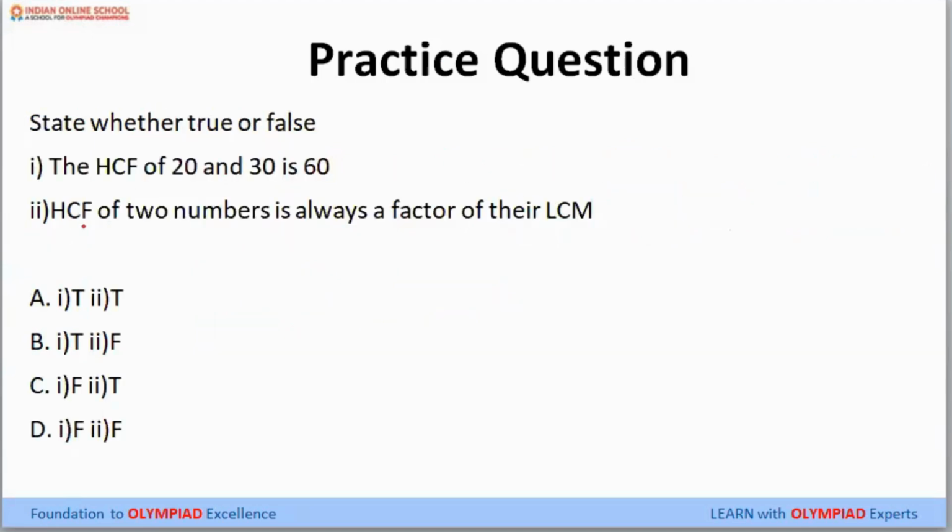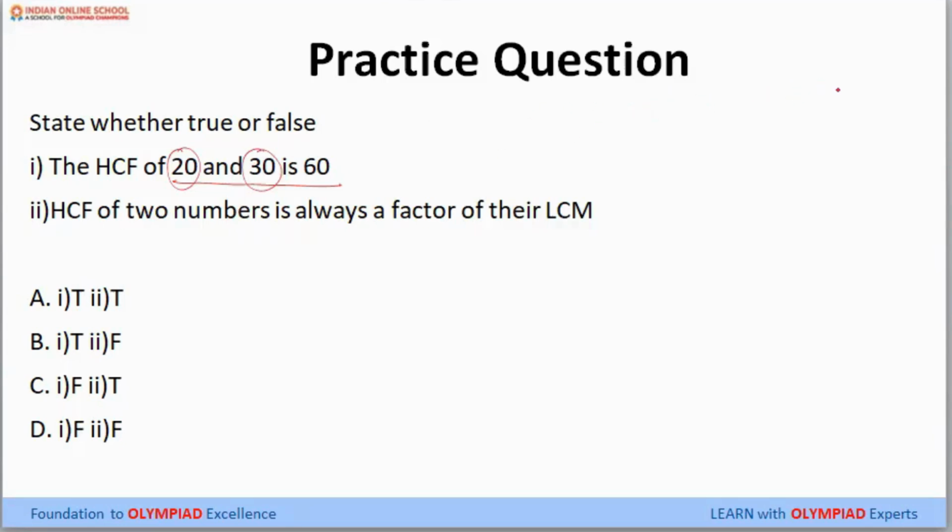Okay. Now the next. We need to say whether the statements are true or false. The first one is: the HCF of 20 and 30 is 60. Just quickly tell me, true? No. HCF can never be bigger than the given number. So HCF of 20 and 30 is not 60. LCM is 60. HCF is not 60.